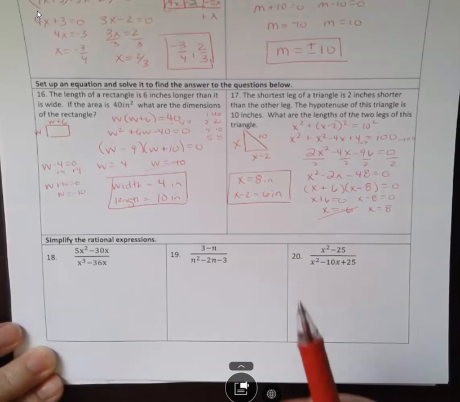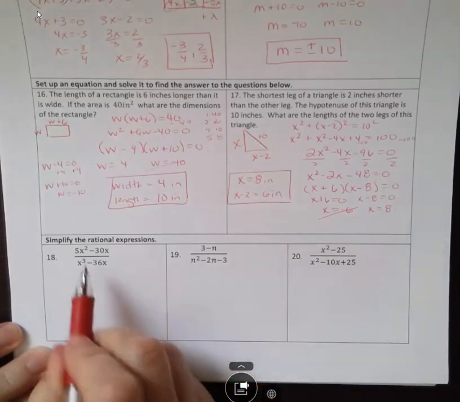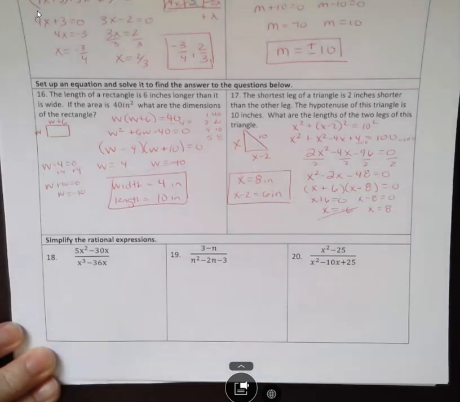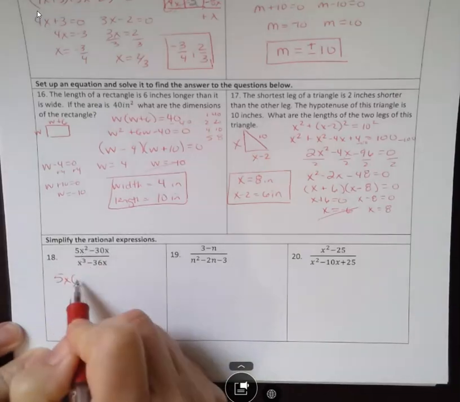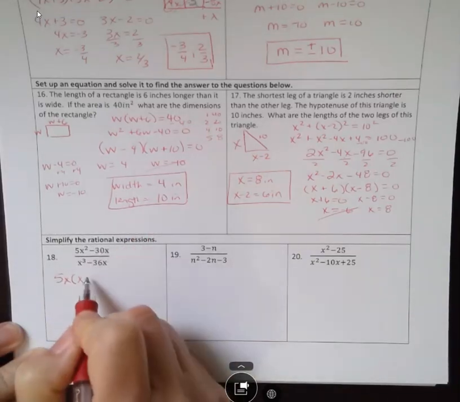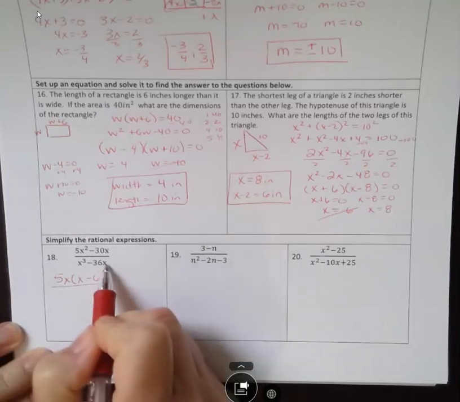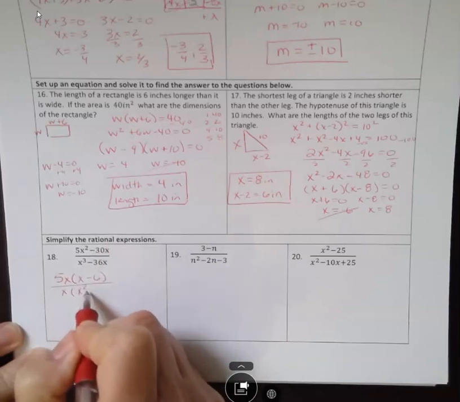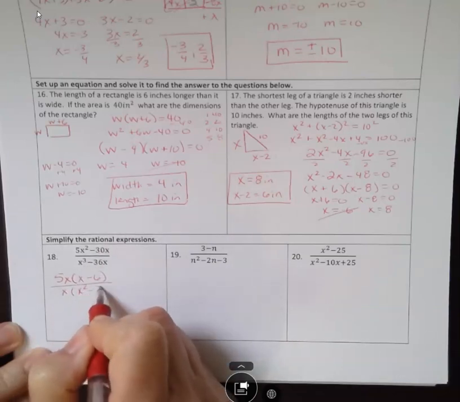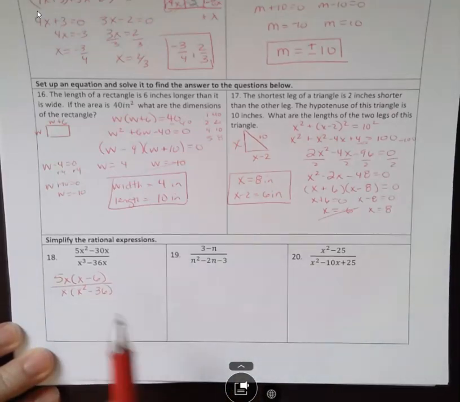To simplify, we factor as much as possible and we cancel what we can. Up here, I can see that I have a common factor of 5x, so I'm going to take out the 5x. And what that leaves behind is an x minus 6. Down here I have a common factor of x. I'm going to take that out, and that leaves x squared minus 36. This is a difference of squares, so I can go a little further.